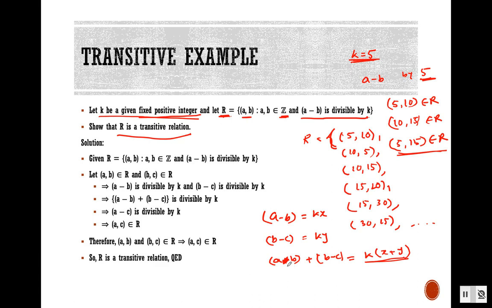Now what is this? A minus b plus b minus c is a minus c. So a minus c equals k times (x plus y), which is also divisible by k. So it is proved, for any positive integer k. So we can say that (a, c) belongs to R. That means R is a transitive relation, and we use this notation to say that it is the end of our proof.